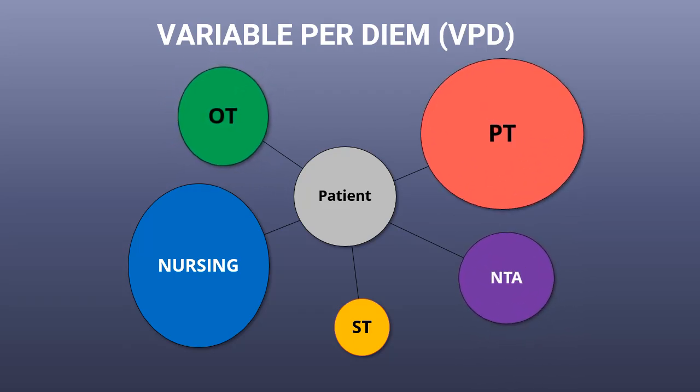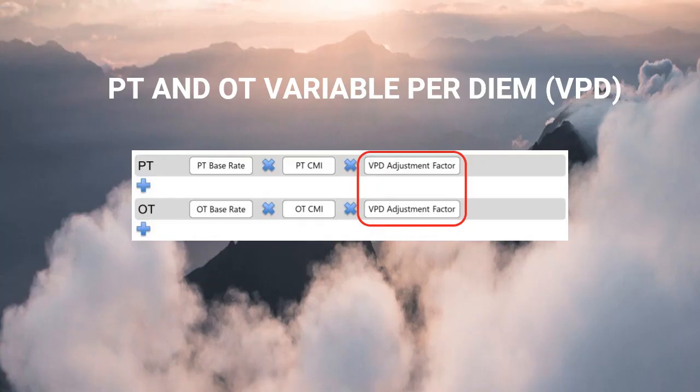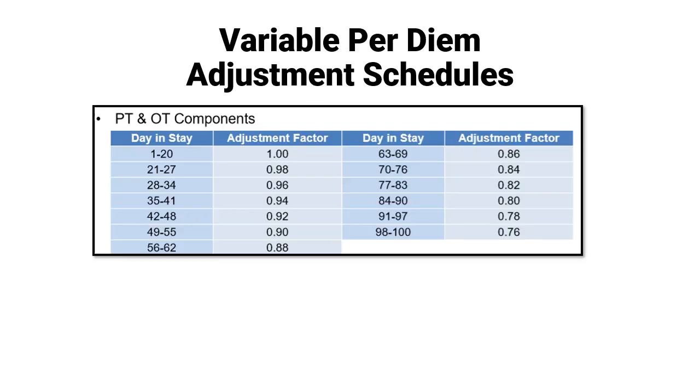To account for the changes in resources used over the course of a stay, PDPM utilizes a variable per diem adjustment factor, which adjusts the daily payment rate over the course of a patient's stay. The PT and OT components use the same variable per diem schedule, as costs and resource utilization for both PT and OT were found to be higher at the beginning of the stay and declined slowly over the course of the stay for both components.